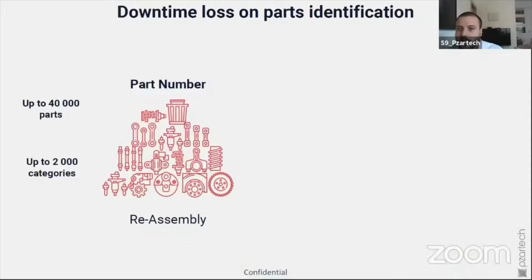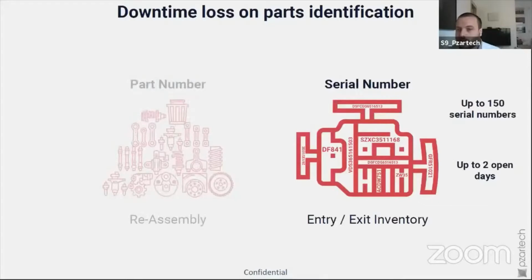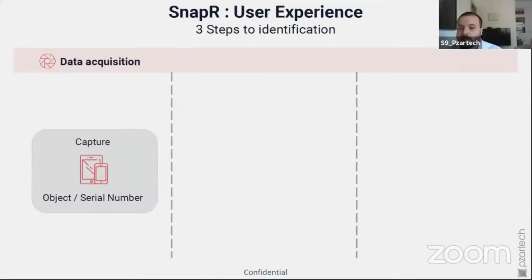And a significant part of this downtime in corrective maintenance is related to the difficulty to identify parts. Because if you struggle to recognize hundreds or thousands of part numbers during reassembly, then you struggle accessing the information to fix the system. Because if you struggle to record hundreds of serial numbers during an inventory, then you waste a lot of time and generate a lot of mistakes. And this is the reason why we have created Snapr.